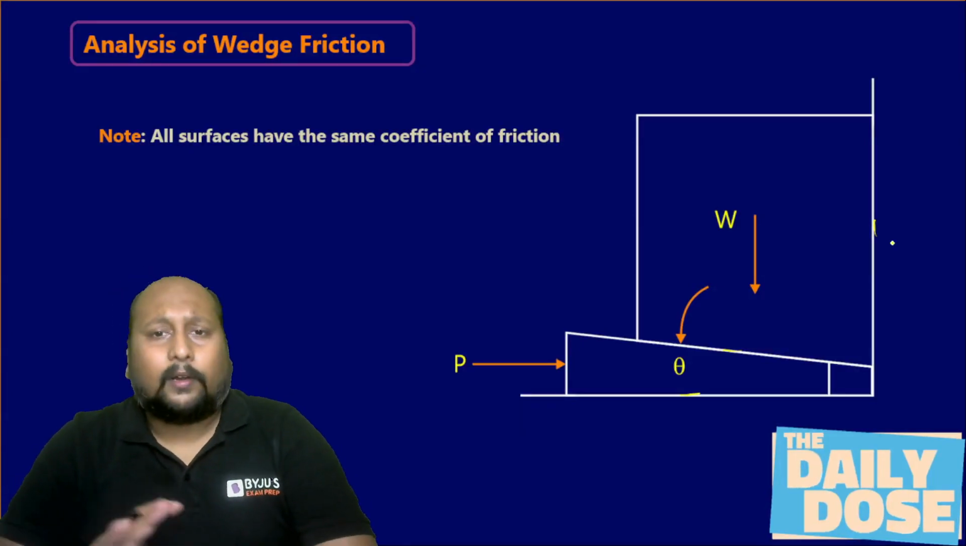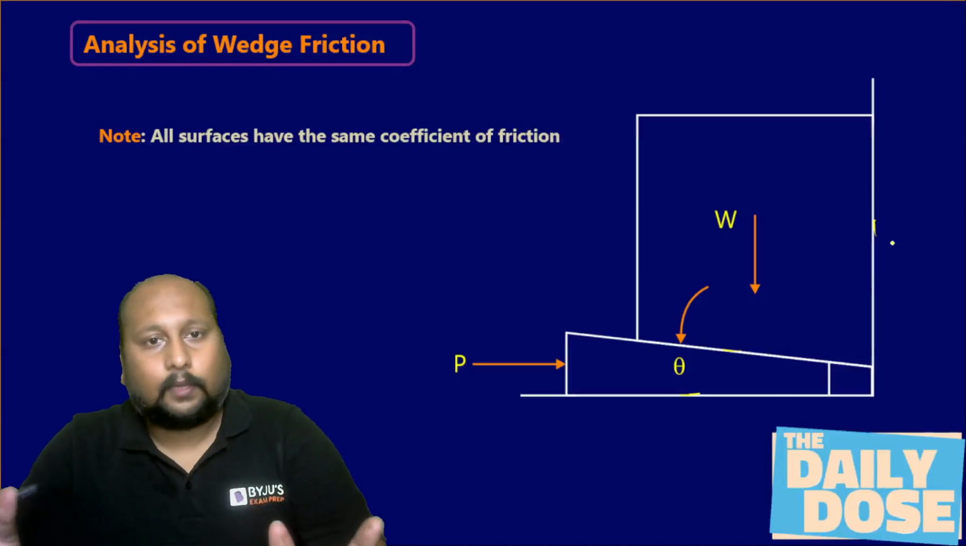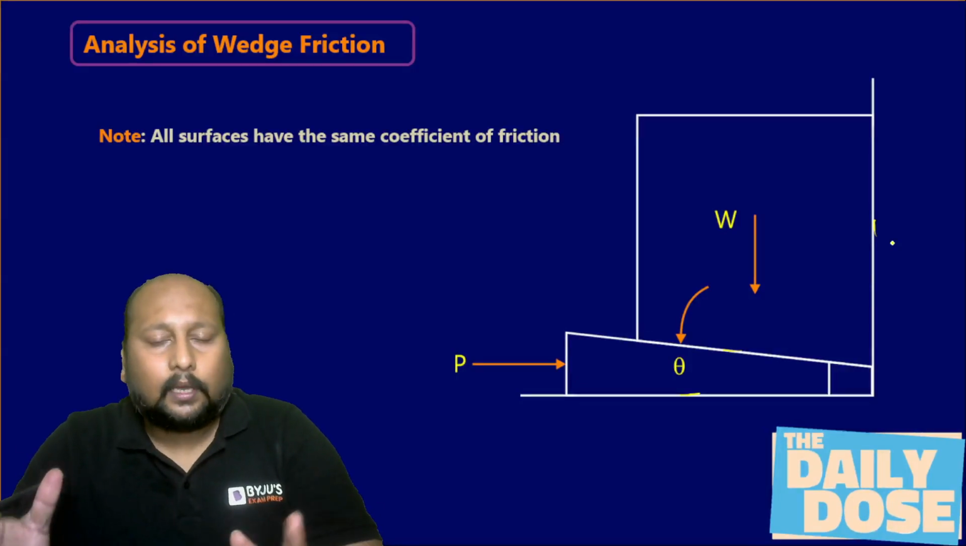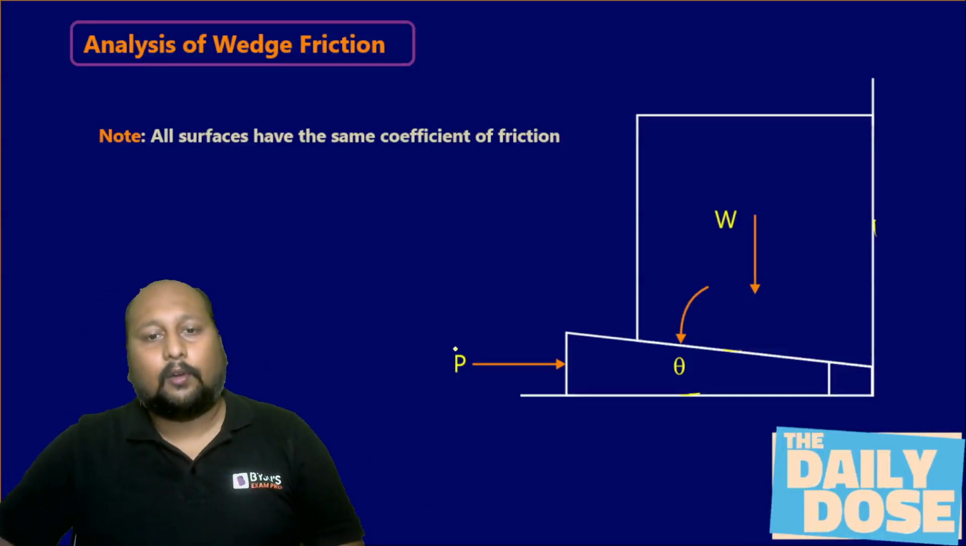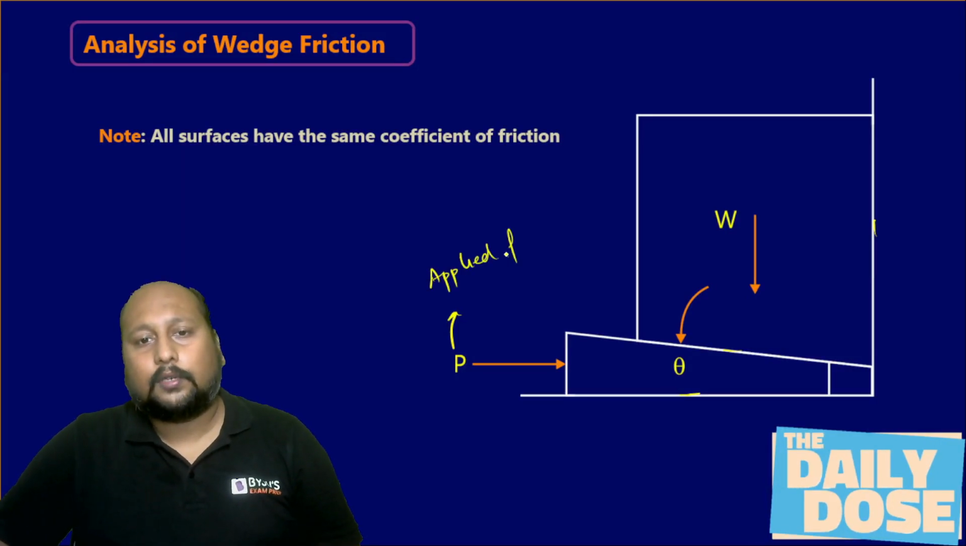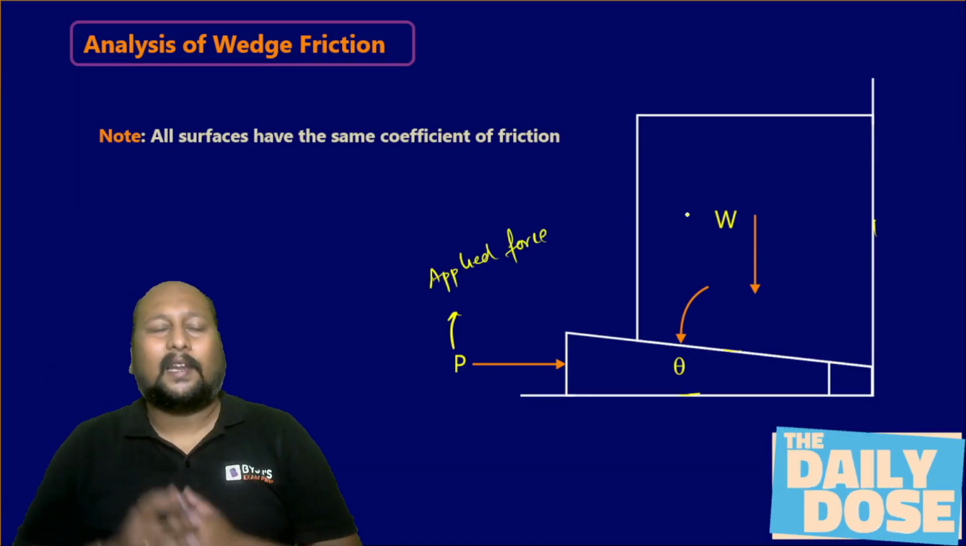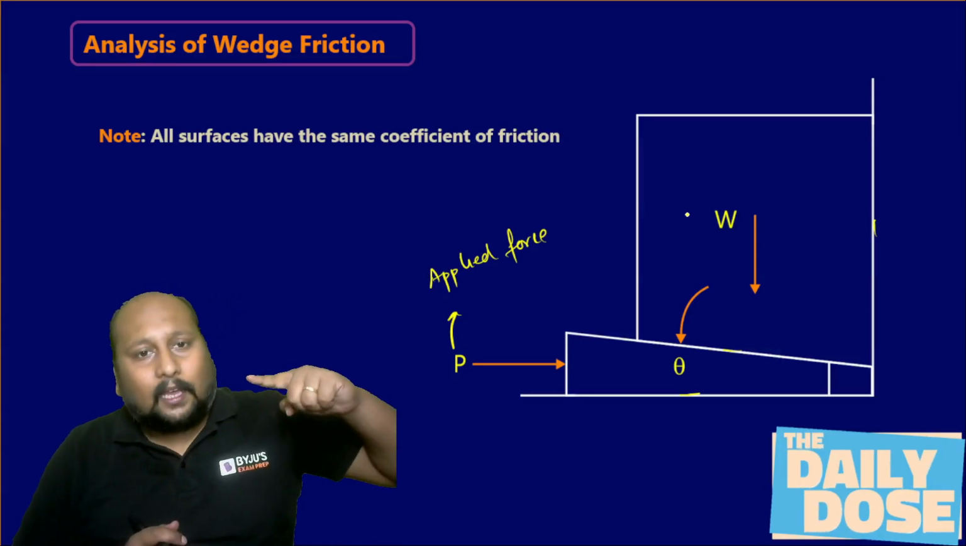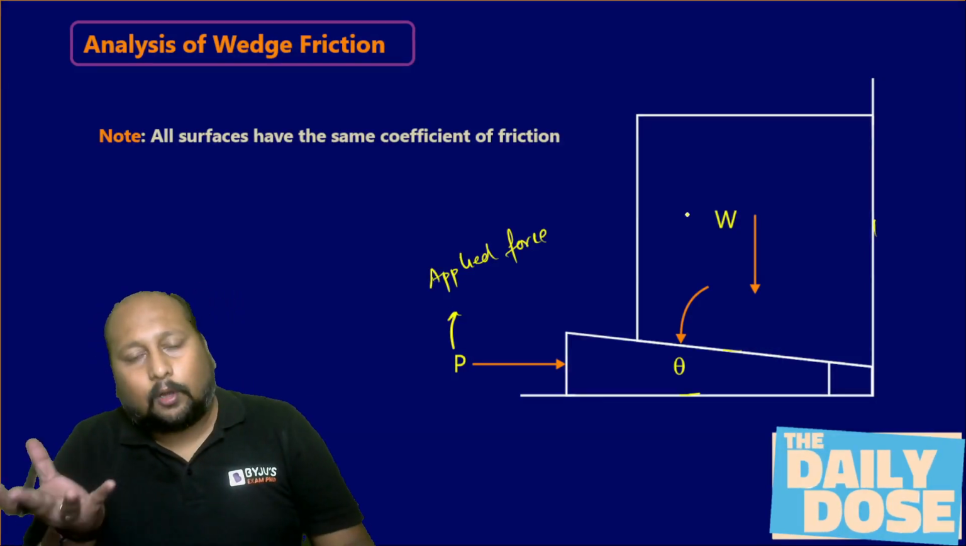Now I'll be drawing the FBD, the free body diagram. I'm applying a force P. This is the applied load, this is your applied force, and W is the weight of that heavy body. So applying a force P such that this heavy block is being lifted up.